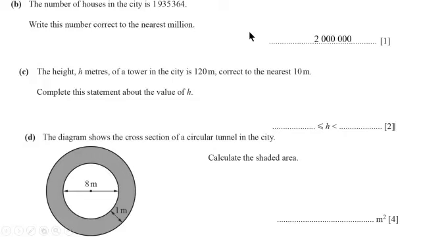Of course, some students write 2 only. I don't know how. Can we approximate this large number by 2 only? How? It must be 2 million, okay? Don't forget to put zeros here.